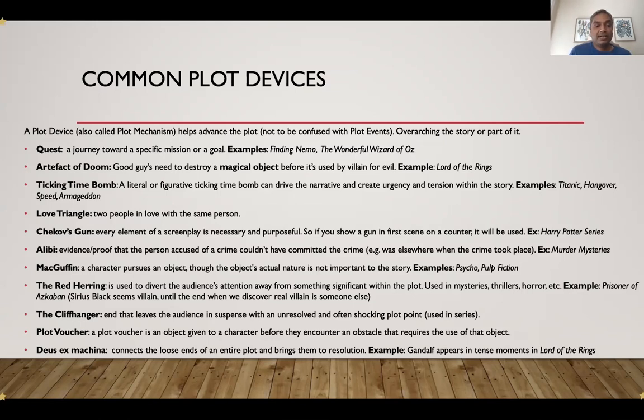Speed, obviously, some of you might have watched that movie. So again, there's a time by which things have to happen. And Armageddon is another movie where time is ticking. So understand that this device is used to build tension, where the clock is not really in your book, the clock is in the reader's head. The reader is more worried than the writer about what's going to happen.